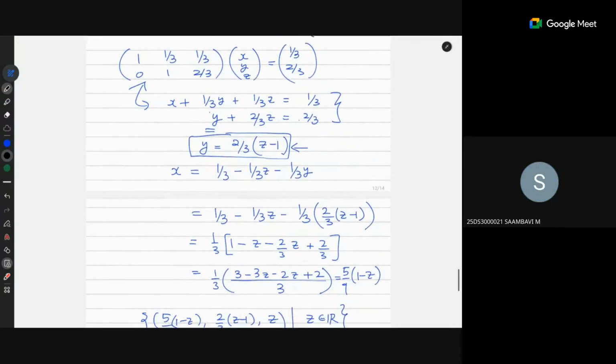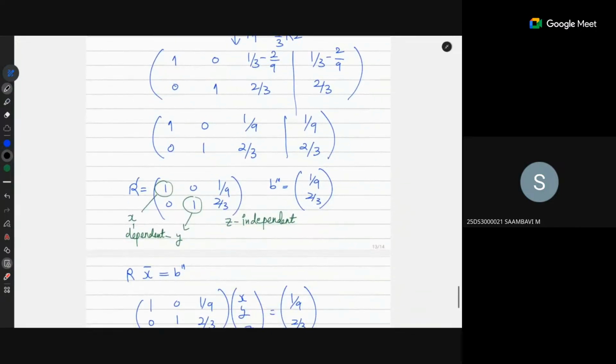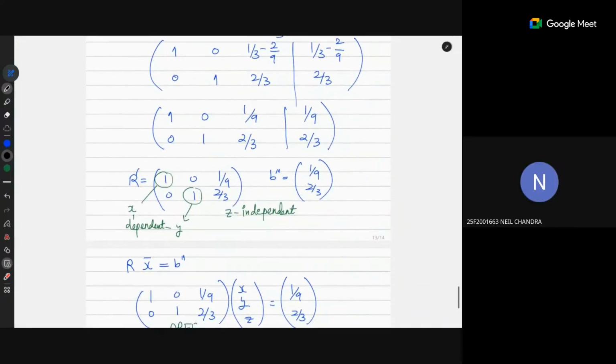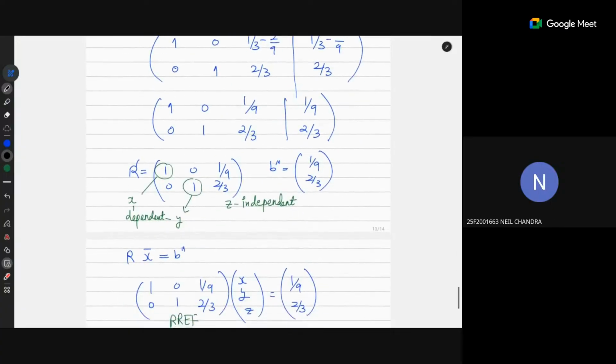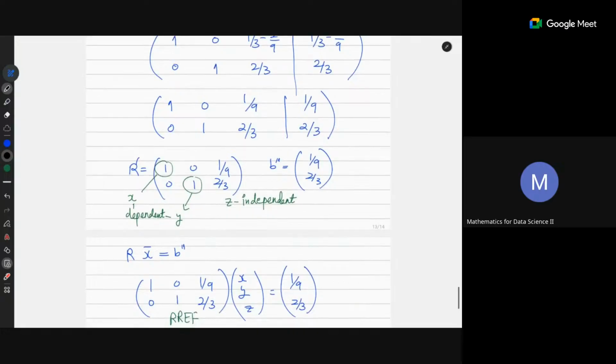So actually, y is 2 by 3 into 1 minus z. By the previous method, we can see the solution set by the REF method. We got a different solution for x by REF and by RREF. No, so there is a computation mistake. You will get the same solution. I've made some computation mistake. I will update that while uploading the notes.